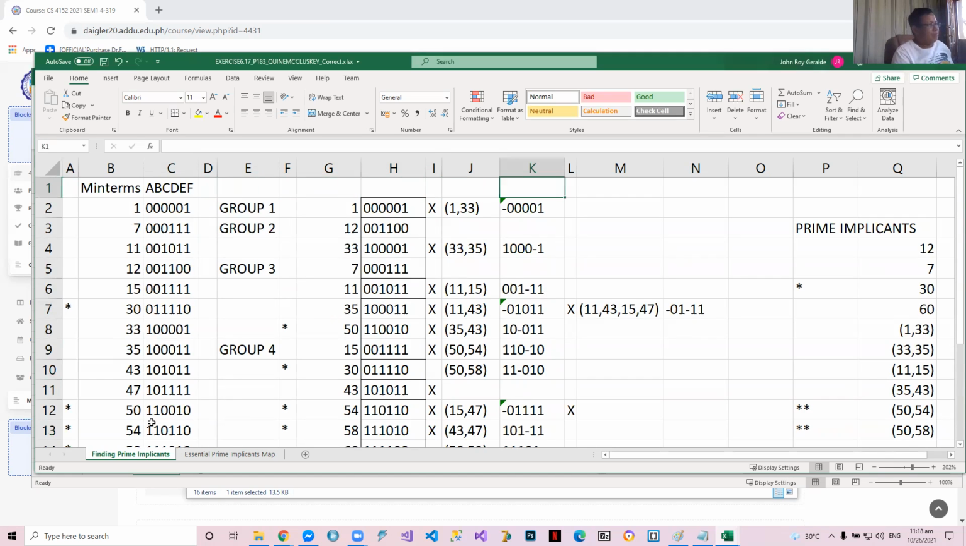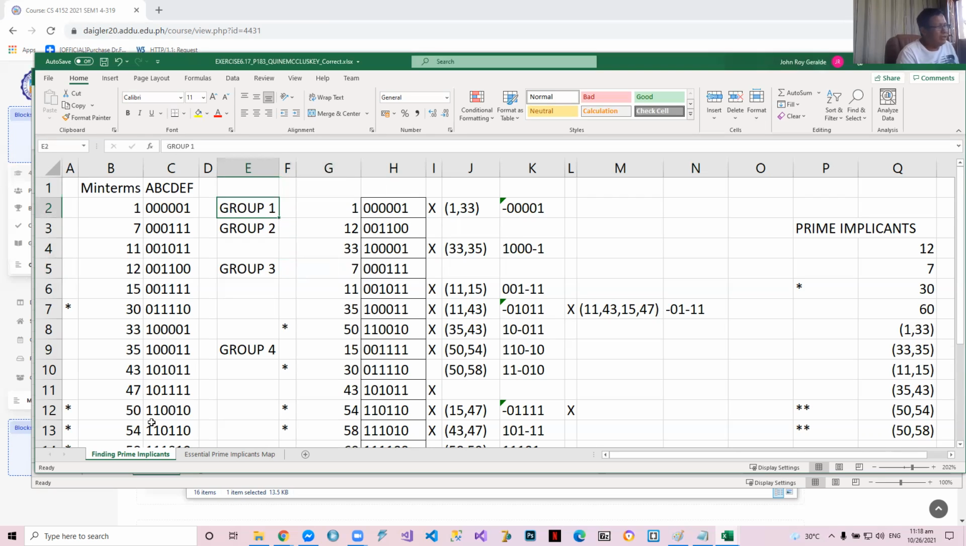So first we sort. These are the minterms. We sort them according to the number of ones. We don't have a 0, 0, 0, so we start with 0, 0, 1. This is the first, no? This is 1. And then we have 12, which has 2 ones. We have 33, which has 3 ones. And 7, which has, this is group 3.